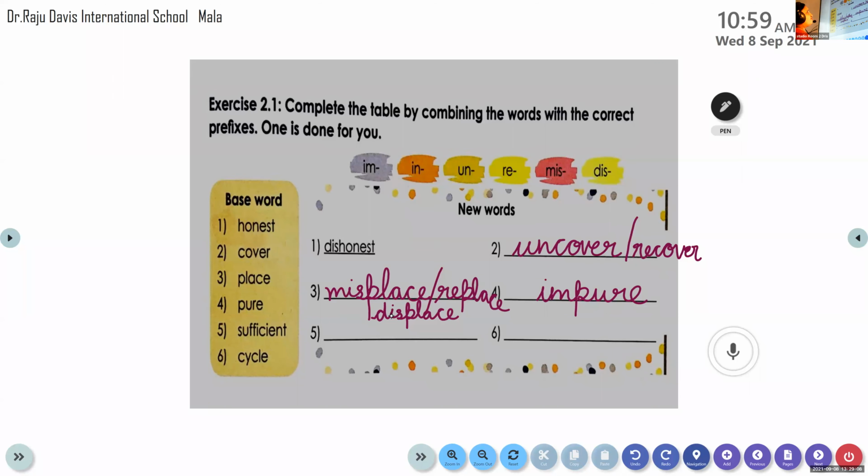The next word is sufficient. Sufficient means enough for use. So which prefix will you use to make its antonym or a new word? In. Insufficient, yes, very good.